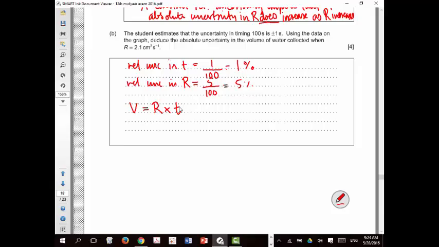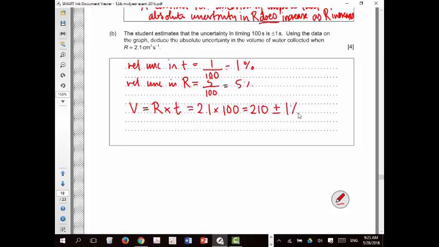And so the relative uncertainty in the final volume, well, let's just calculate what the value is first. So R is 2.1, and the time was always 100. So that's 210. And because we're multiplying, we're going to add the relative uncertainties. So it's 210 plus or minus 1%.